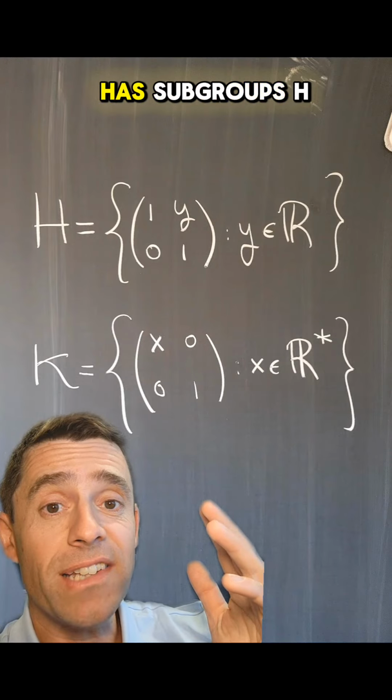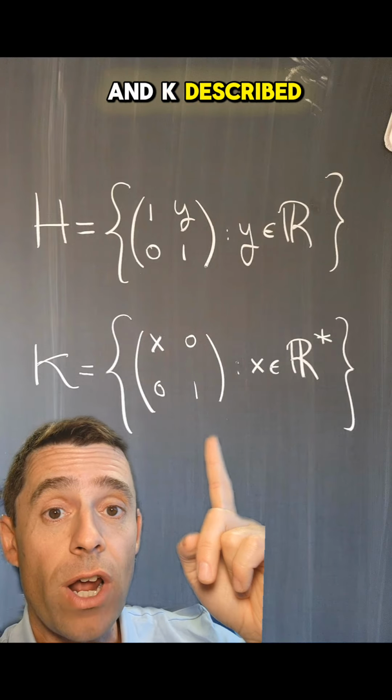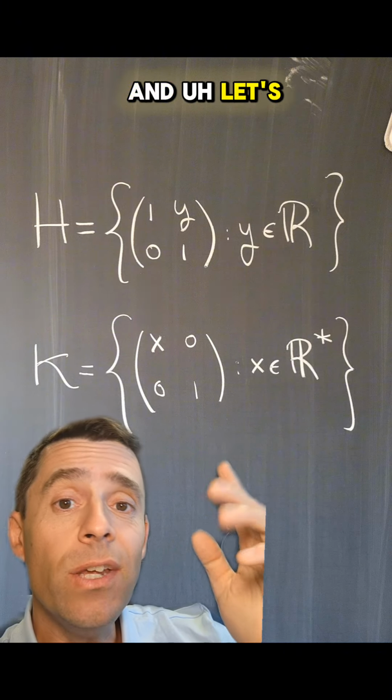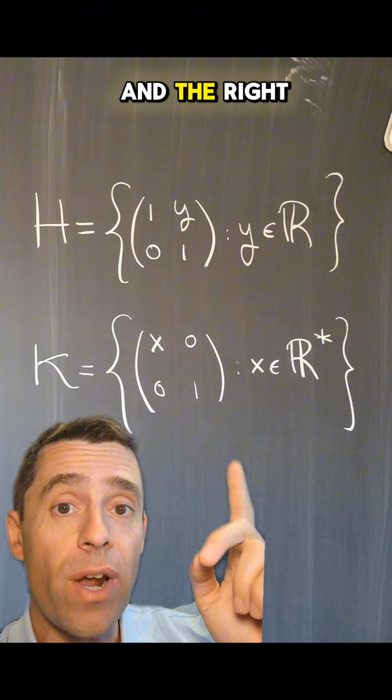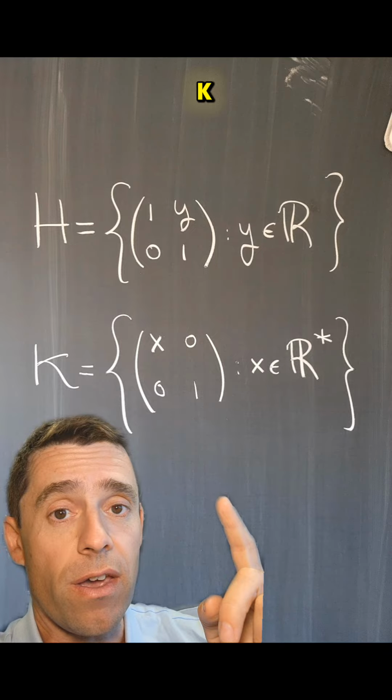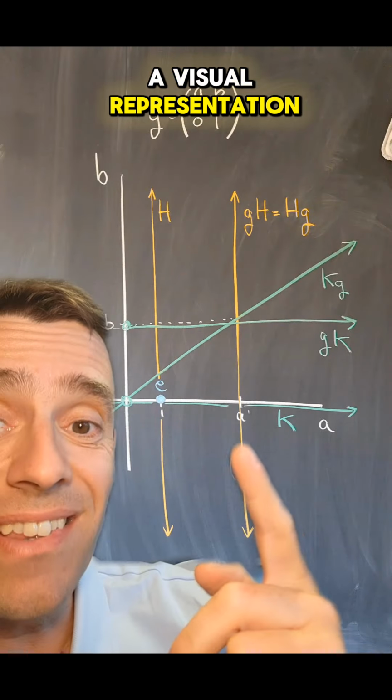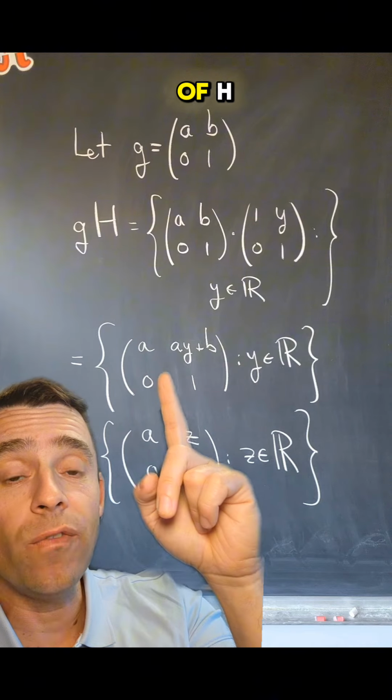The affine group has subgroups H and K described as above. And let's see what the left cosets and the right cosets are for H and for K. And stay until the end for a visual representation of these cosets. Let's begin with the left cosets of H.